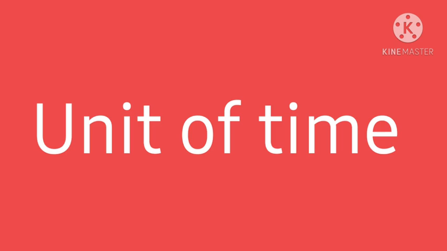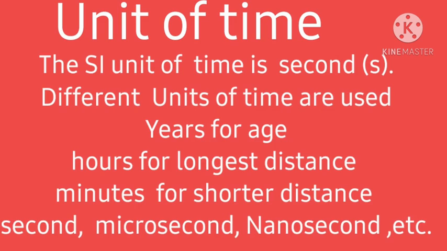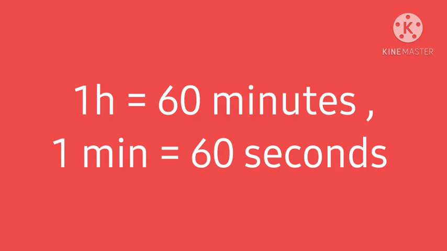Our next subtopic is unit of time. The SI unit of time is the second. It is shown by a small s. Different units of time are used depending upon the requirement. For example, the age of a person is expressed in years. The time taken to reach our school or market is expressed in hours or minutes. So we can say that 1 hour equals 60 minutes and 1 minute equals 60 seconds.